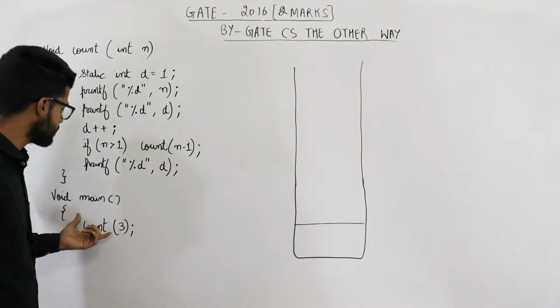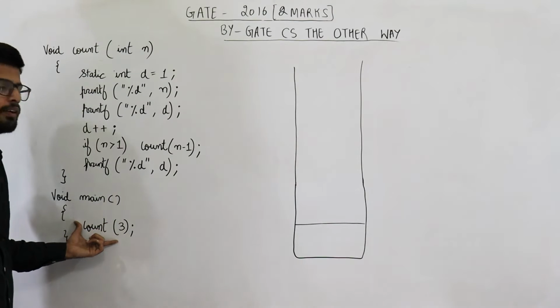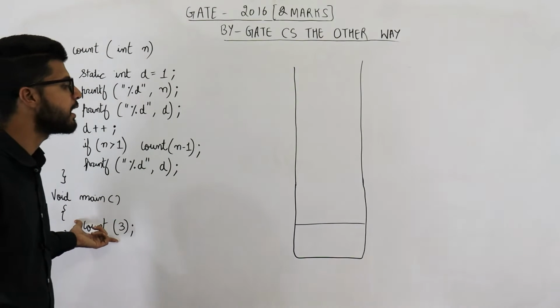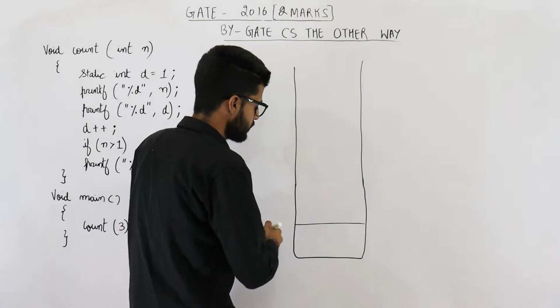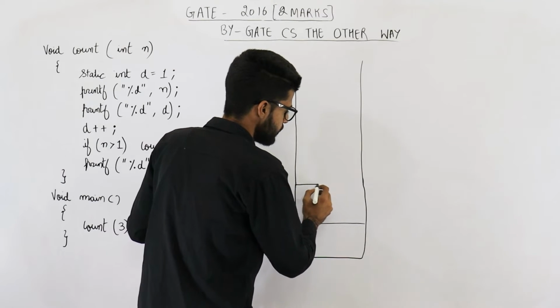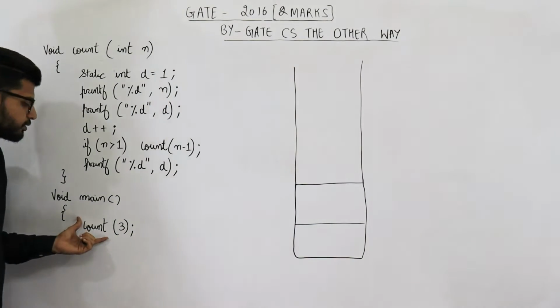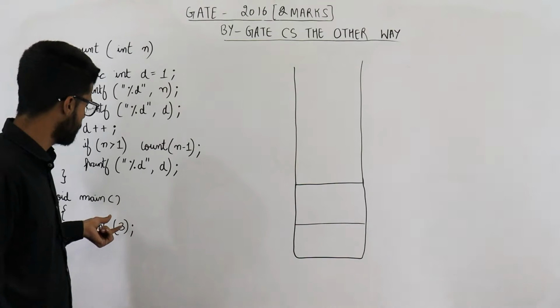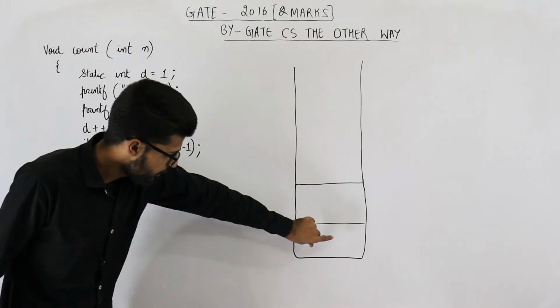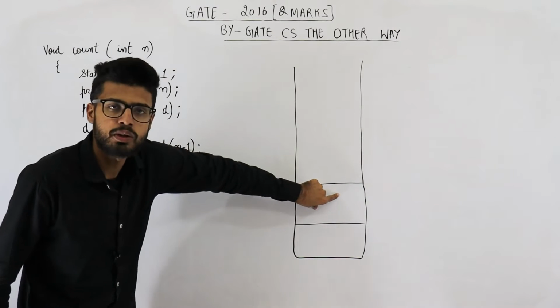Okay. Now first line in this function says count(3). That means call one more function that is named count. So this function calls one more function. That means activation record corresponding to new function is also pushed. That is corresponding to the function count. So we are passing 3. This function passes a value 3 to this function.